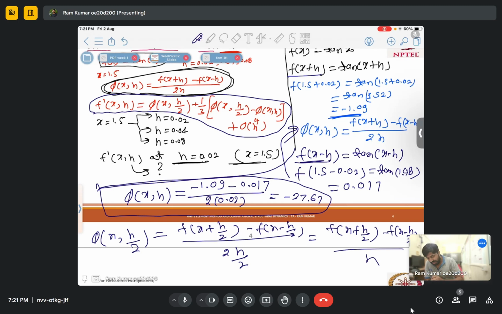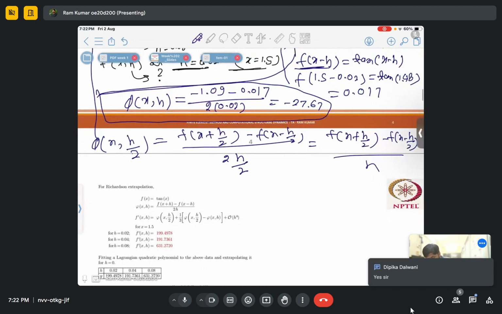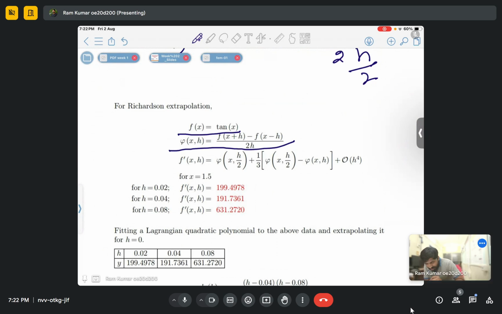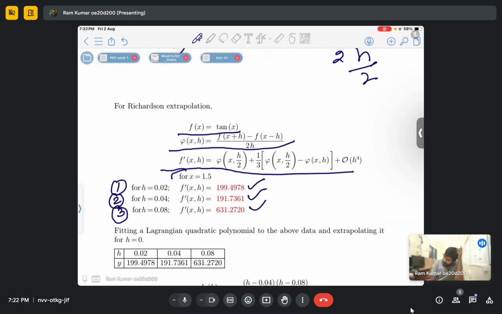Then while putting this value in this one, you will get, yes sir. So now I will explain here. This is our f x equal to tan x. This is our phi x. Then we want to find f dash x comma h. Now we are going to calculate at x equal to 1.5 and first h equal to 0.02, second h equal to 0.04, then third one h equal to 0.08. So you will get f dash at 0.02, f dash at 0.04, f dash at 0.08. So these will be our three values.